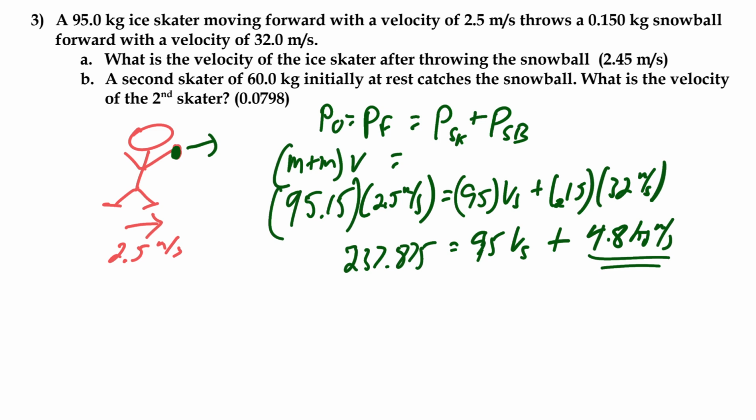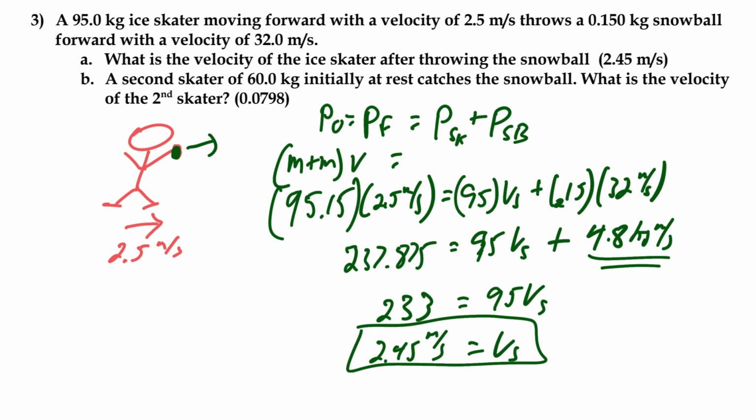So 237.875 minus 4.8 gets us approximately, I'm just going to round it, 233 equals 95 VS. So the velocity of the skater, it's going to be very much the same, but slightly slower, right? Slightly slower. We're getting 2.45 meters per second.